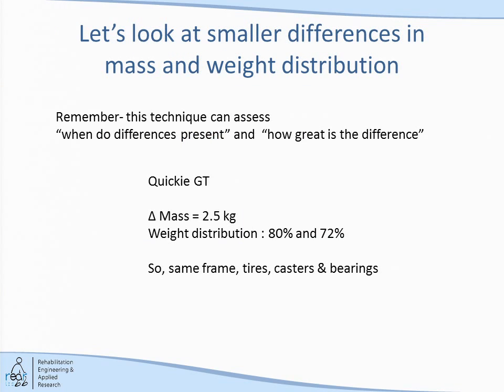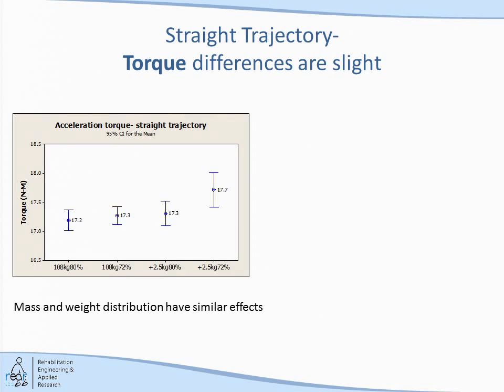So what about a smaller distribution? We're going, that's 12 pounds, that's way too much. So we took a Quickie GT and did a more clinical version. We're dealing with 2.5 kg, that's 5.5 pounds for those scoring at home, and two weight distributions at 80 and 72%. Very narrow range. No human being is ever going to tell the difference. So this is why we have to start with this geeky mechanical thing and then figure out where to go. So here's acceleration torque.